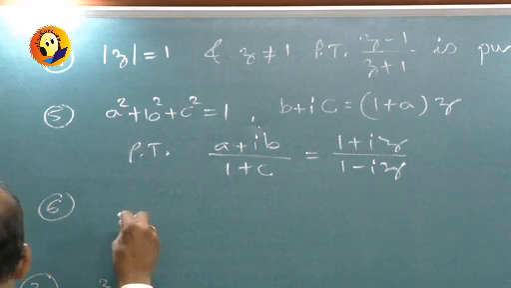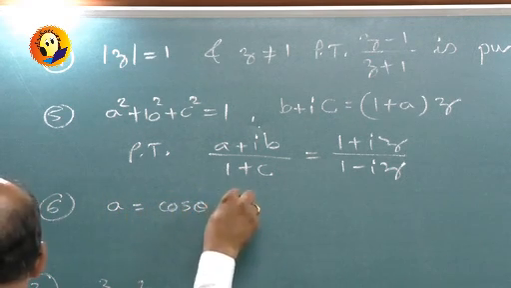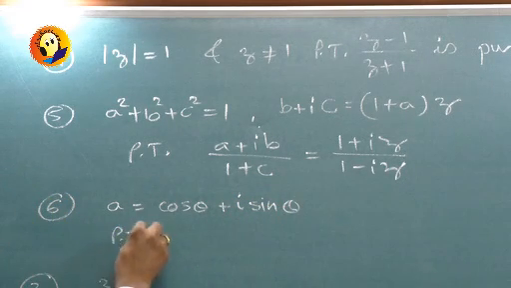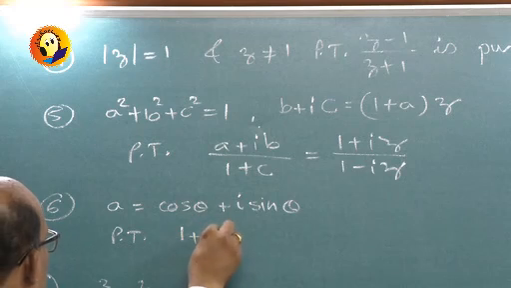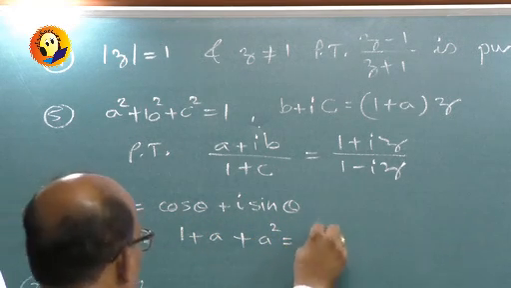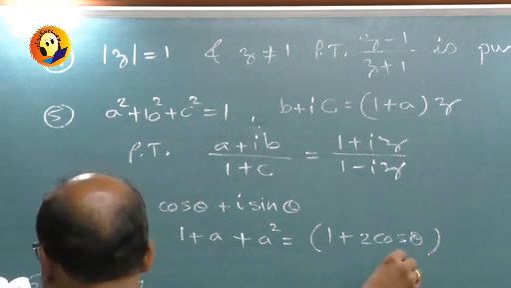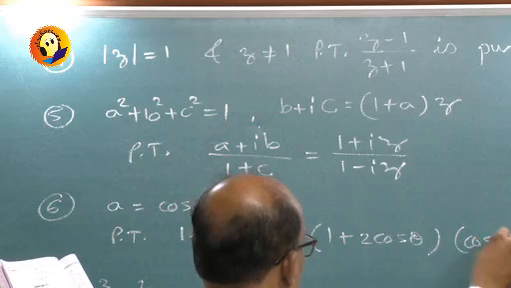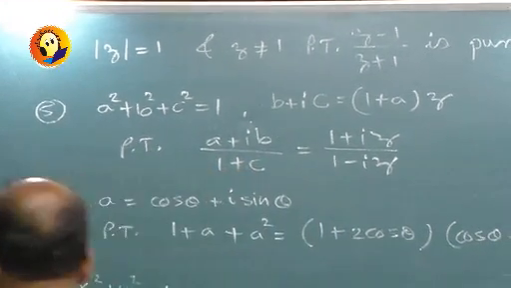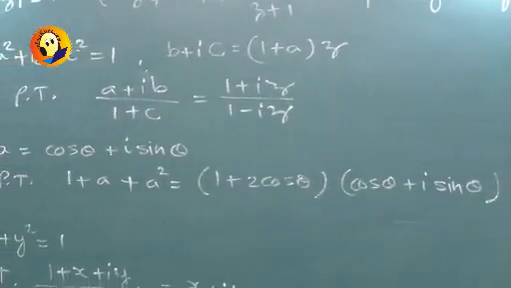Sixth, a equal to cos theta plus i sin theta. Prove that 1 plus a square equal to 1 plus 2 cos theta into bracket cos theta plus i sin theta. So that would be the next 3 problems.